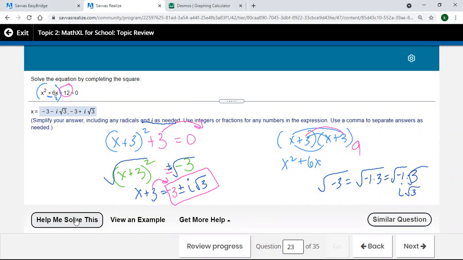And you can use View an Example or Help Me Solve This. And if you need more practice, make sure you understand it. There's a similar question at the bottom of the page there. You got this. Extra practice if you need it. Keep after it.